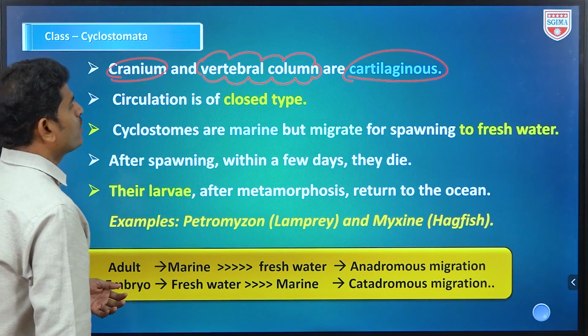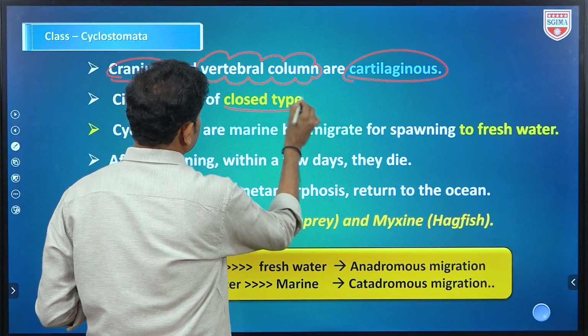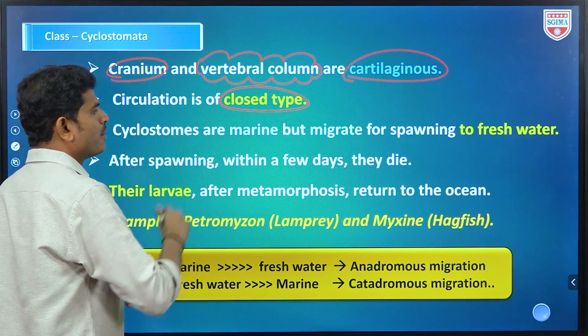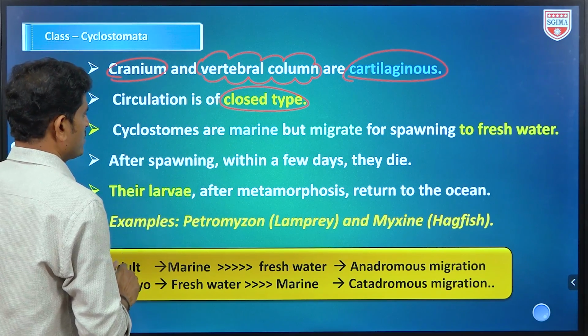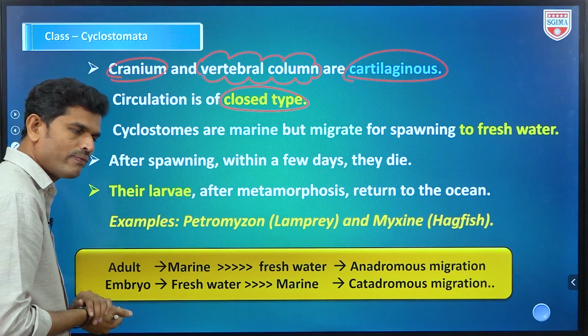Next point, circulation is of closed type. Already we discussed open type and closed type. Here blood vessels are more developed; heart and blood are present. So circulation is a closed type of circulation.